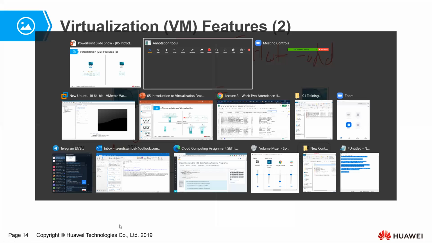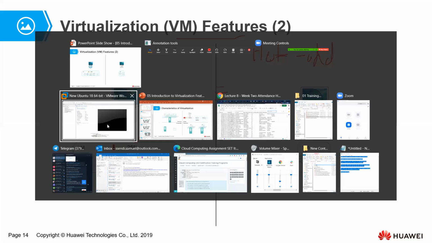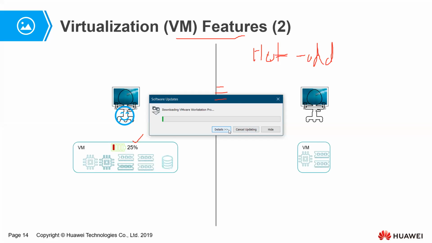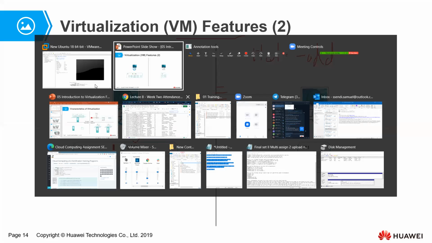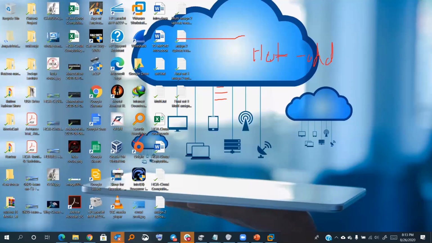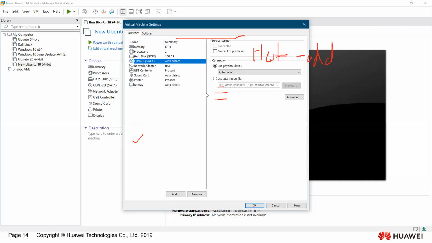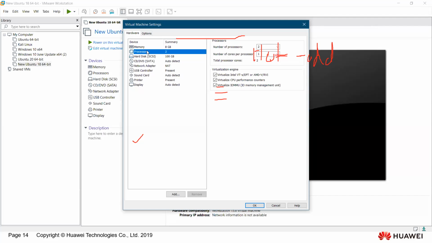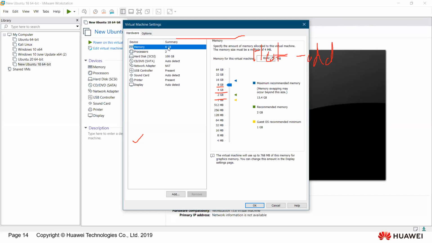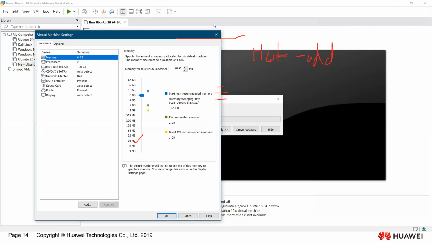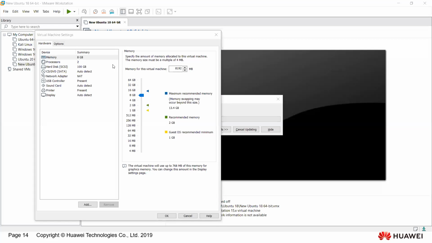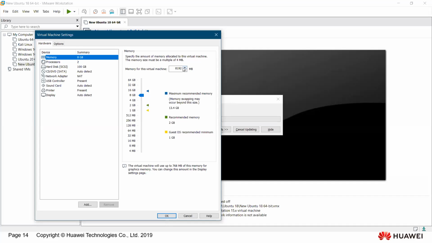Okay, if I went into my virtual machine here and I wanted to increase the memory of this virtual machine, I would just come here and change my settings, even when it's on, and then I increase my memory depending on how much memory I want to assign to it.